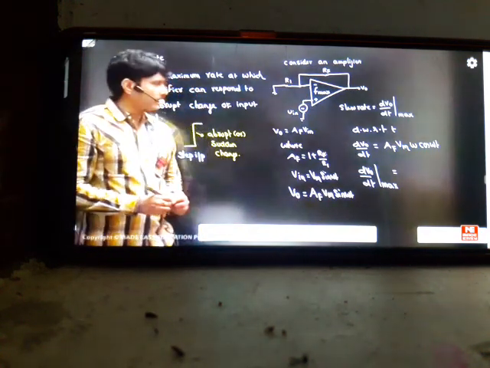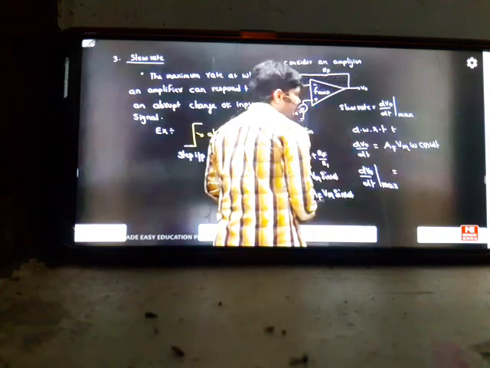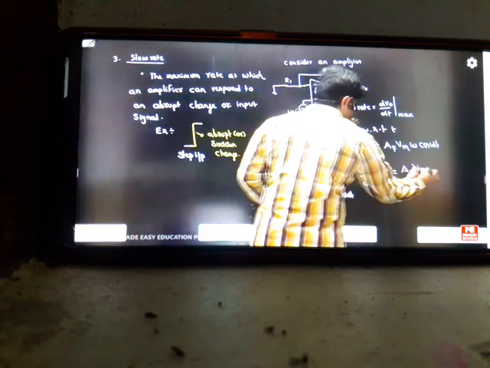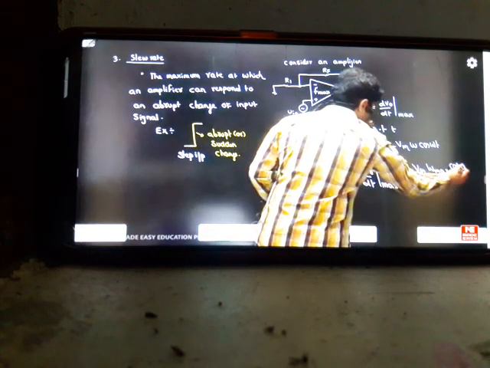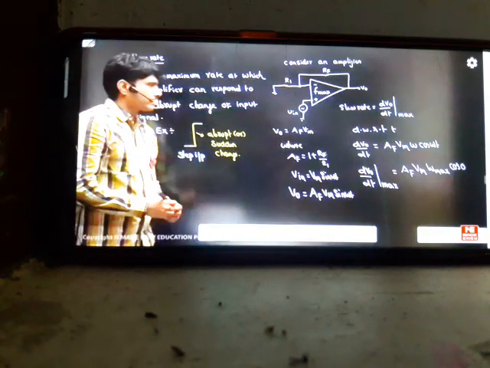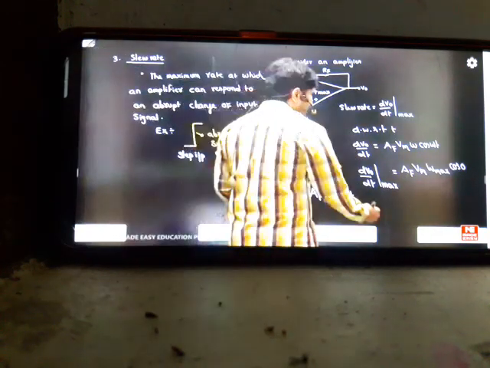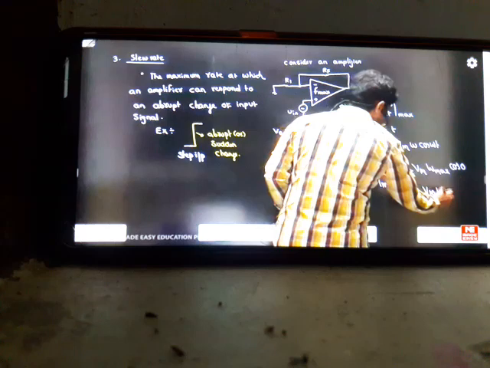That is the maximum value. So can I say that when omega t becomes 0, then cos 0 will become 1? So AF Vm omega becomes omega maximum frequency, and here cos 0 you take, which is the maximum value, called 1. At 0 we will get the maximum value. So cos 0 we have to apply. So this becomes AF Vm omega max.